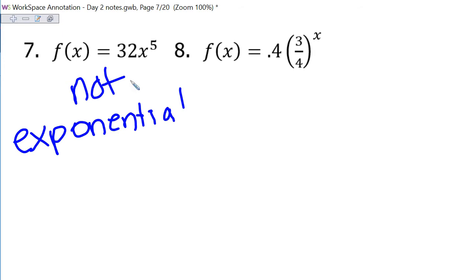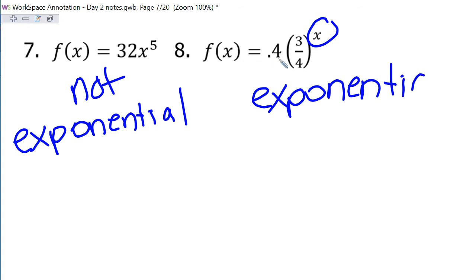And number 8, is that one exponential? Yes, because x is the exponent. So if it is, we have to decide, would this be growth or decay? So look at this value right here. Is it bigger than 1, or is it a number between 0 and 1? So if it's between 0 and 1, would that be growth or decay? Decay. So this one would be exponential decay.